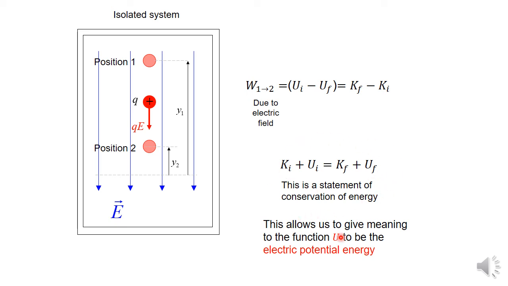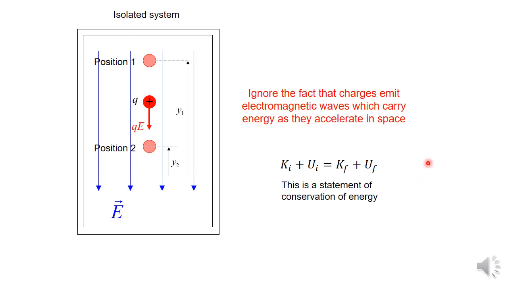So this allows us to give meaning to the function U and to consider this U to be electric potential energy. So it's very similar to the gravitational potential energy, but it's now due to the electric force. So remember, in this part we're ignoring completely the fact that charges, when they accelerate, emit electromagnetic waves. And this statement of conservation of energy ignores this fact completely.